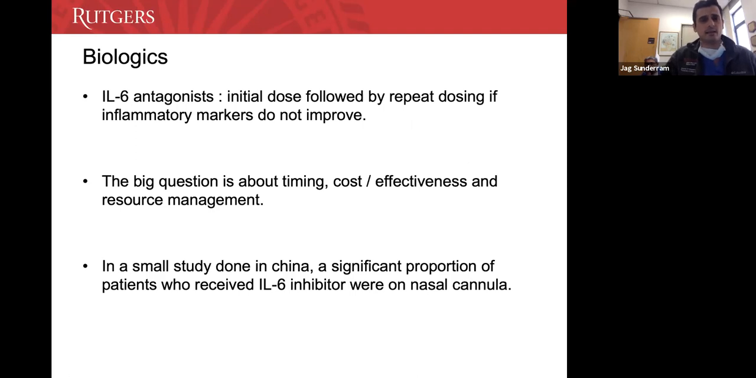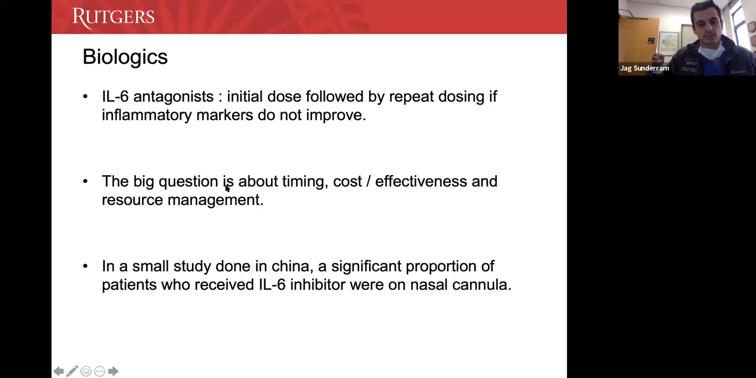IL-6 antagonist: we usually do an initial dose, and there's repeat dosing if inflammatory markers do not improve. There's usually a daily multidisciplinary meeting discussing who would benefit from an IL-6 antagonist. The big question here is about timing, cost effectiveness and resource management, meaning it's an extremely expensive drug. We don't have a limitless supply of this drug.